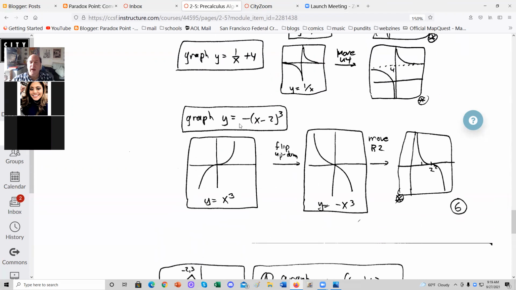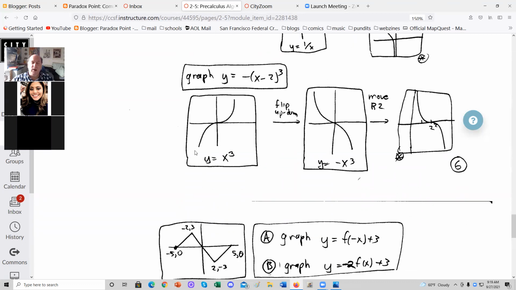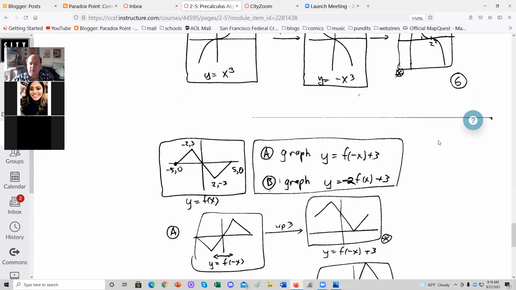Here we have y equals, graph y equals negative of x minus 2, that cubed. Okay, first, y equals x cubed has this n-shaped graph, which is momentarily flat at the origin. Okay, so the negative x cubed flips up or down, so you have this falling n-shaped graph. Then this minus 2 moves it to the right 2, so you have this n-shaped graph, which touches down briefly at 2 and then continues further down.